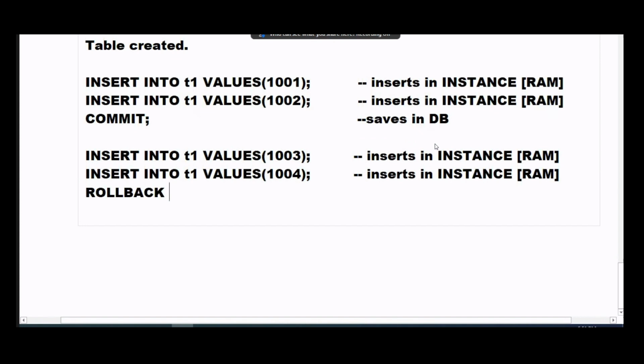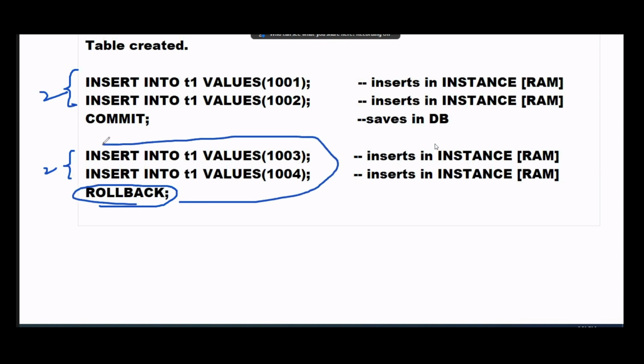Rollback. Rollback means now how many actions will be cancelled? In total I performed 4 actions. Here I performed 2 actions, and here 2 actions. Now, how many actions will be cancelled? Only 2 actions. Rollback is used to cancel uncommitted actions. Till here the data is committed. Rollback cancels uncommitted actions. These 2 actions will be cancelled.